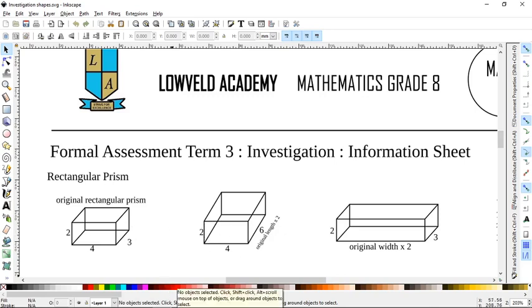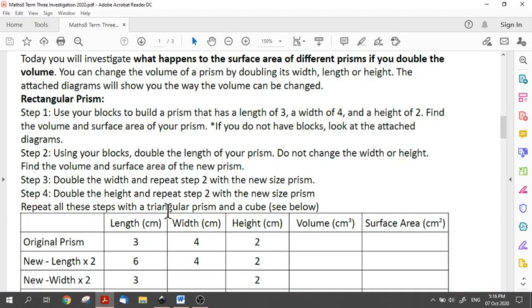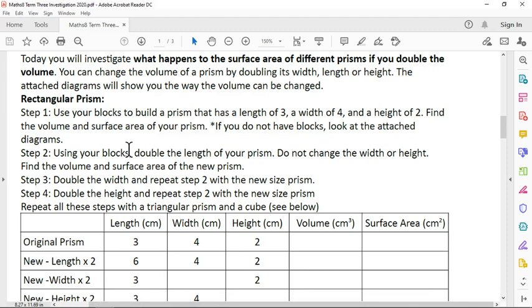So let's go back to the task. You've looked at the pictures on the back page. Okay, so it says, for a rectangular prism, now we're going to do this 3 times. We're going to do the rectangular prism, the triangular prism, and the cube. Okay, so it says use your blocks. These are my blocks. They should be on the table somewhere. And I've also got a box with the shapes in that you can look at to see what the prism looks like. Remember, a prism is just a word for a 3-dimensional shape.